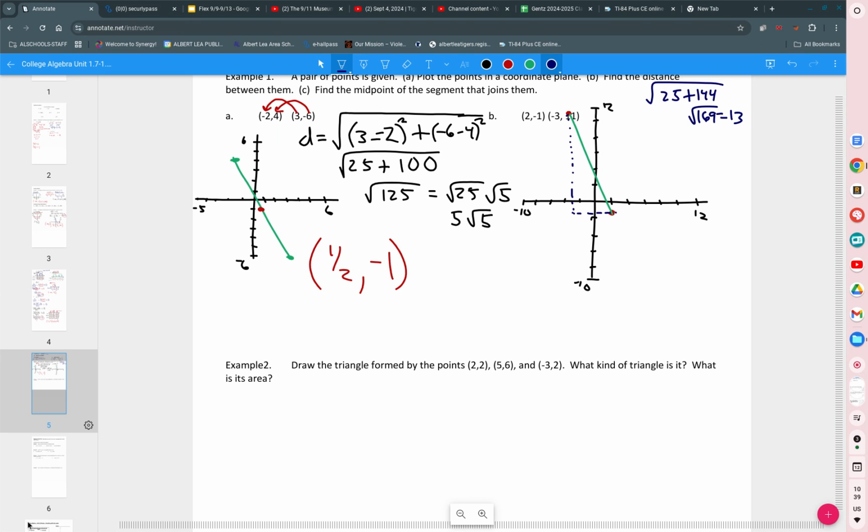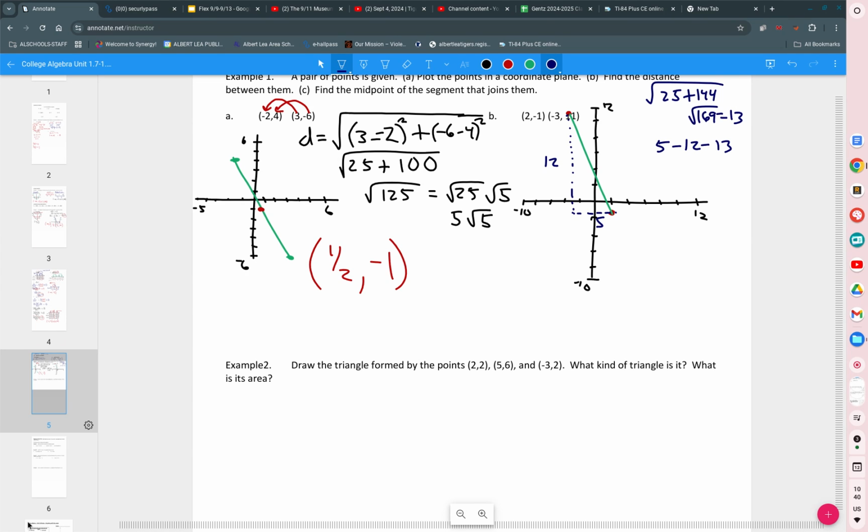Tell me, what is the distance to go from -3 to +2? How many units do I go from -3 to +2? 5. So it's a triangle with the bottom of 5. And then how many units do you go to get from -1 to 11? From -1 up to 11, it's 12 units. So this is a 5, 12, 13 right triangle.